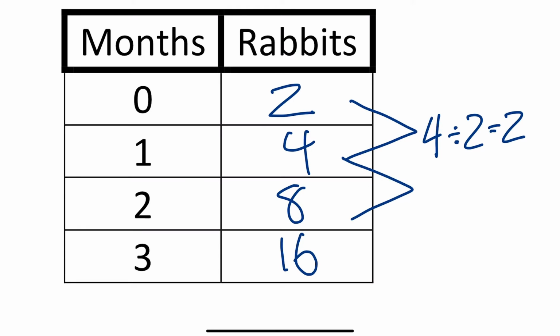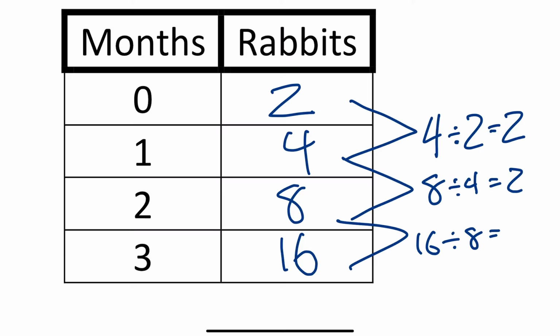Let's find out the next one. So we got 8 and 4. I'm going to do 8 divided by 4. We get 2 again. And then 16 divided by 8, we should get 2 again. So for every step that we take, we should be multiplying by the same number. With that, we know our factor, or our ratio, is going to be 2.